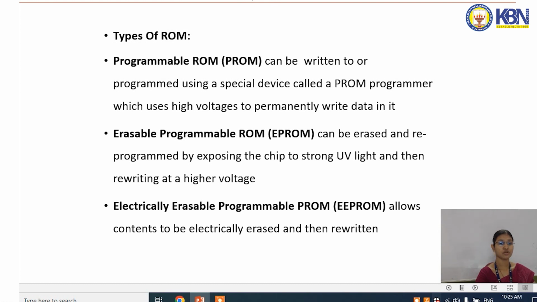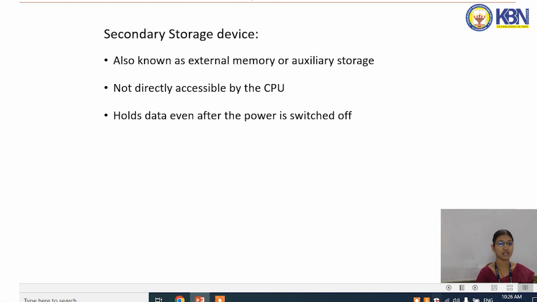Now coming to types of ROM. There are three types of ROM. Programmable read-only memory: it is a special device and it uses high voltage to permanently write data in it. Next one, erasable programmable ROM. It can be erased and reprogrammed by UV light and it is written at higher voltage. Electrically erasable programmable ROM allows the content to be electrically erased. Whatever you have written, the content will be erased electrically.